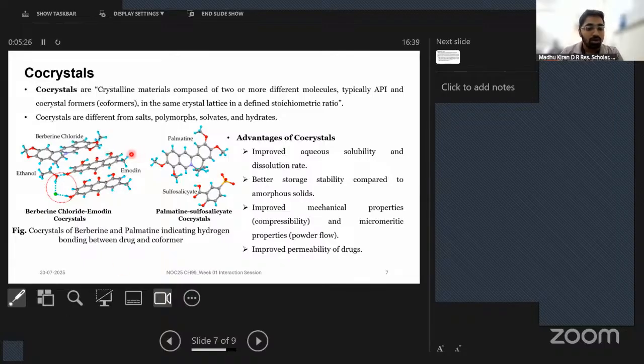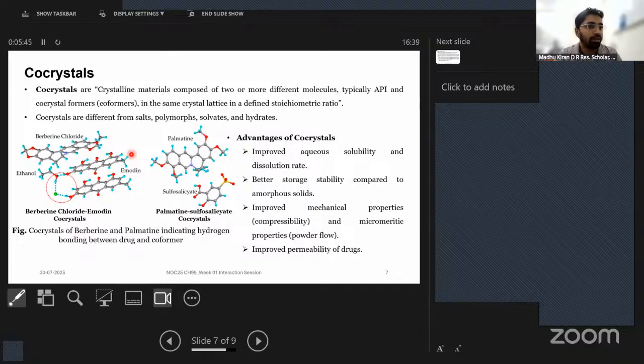So these are actually different from salts, because in salts there is involvement of ionic bonds, which is a type of a covalent bond, and these are also different from polymorphs. We cannot categorize this as polymorph or solvates or hydrates. So co-crystals, it's a completely different class of compounds.